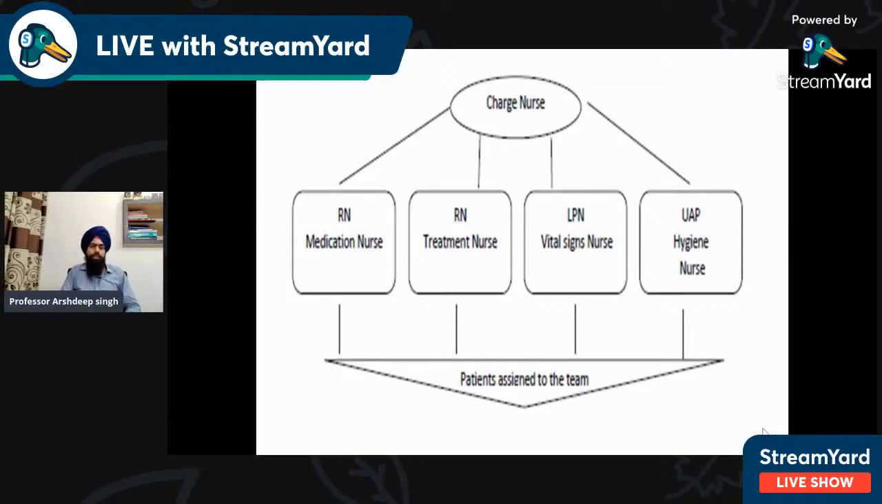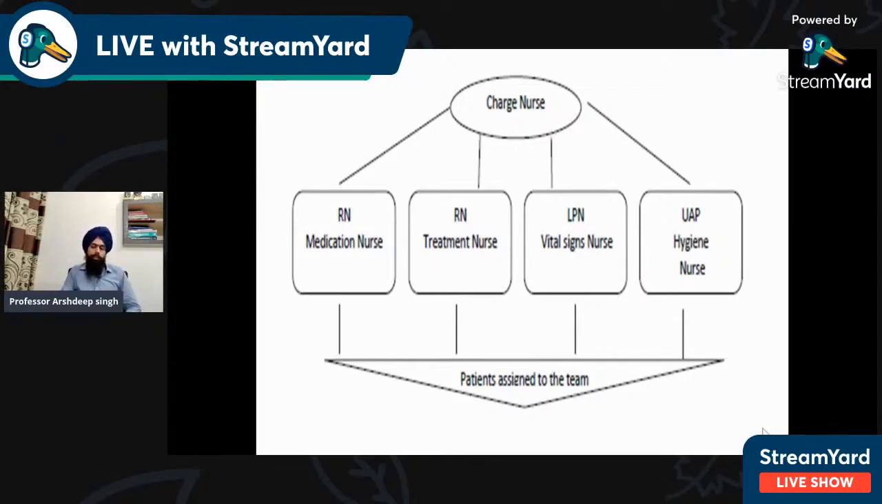That is the charge nurse, the head of the nurses. The charge nurse will assign the patient. For example, you can see the RN medication nurse who will only do the medication work. Second, the RN treatment nurse, and an LP, the vital sign nurse, whose function will be relating to the vital signs record.